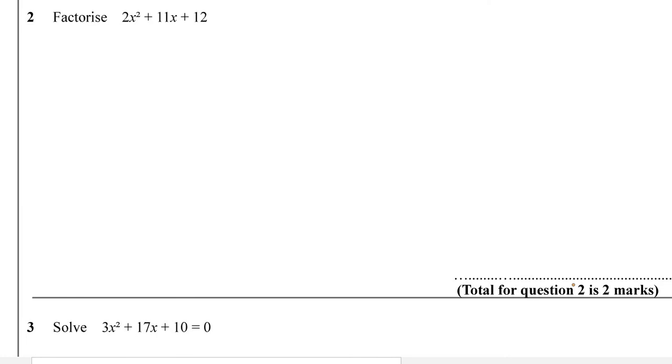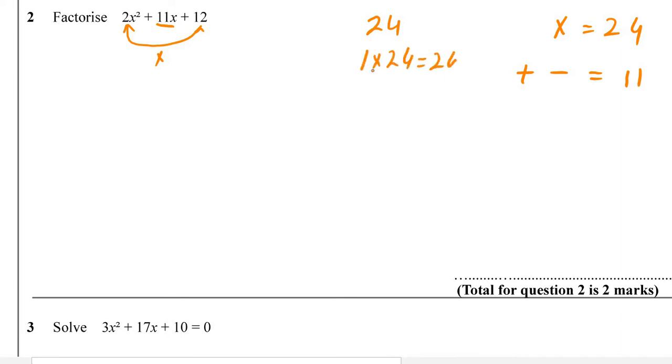In this question, first things first again. We multiply 2 with 12, so 12 times 2 is going to be 24. Now we're going to break down 24 in such a way that when you multiply you get 24, and when you add or take away the numbers you get 11. Let's try with 1. I know 1 times 24 is 24, but when you add or take away you're not getting 11, so let's move on.